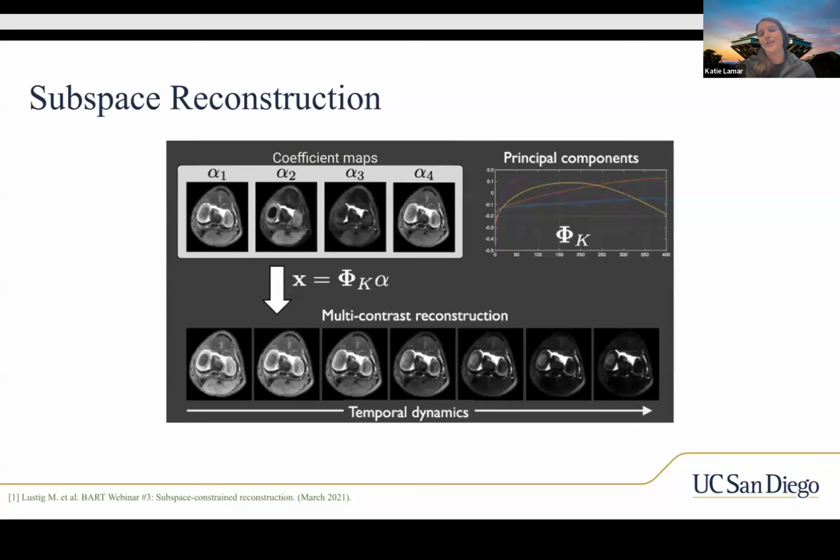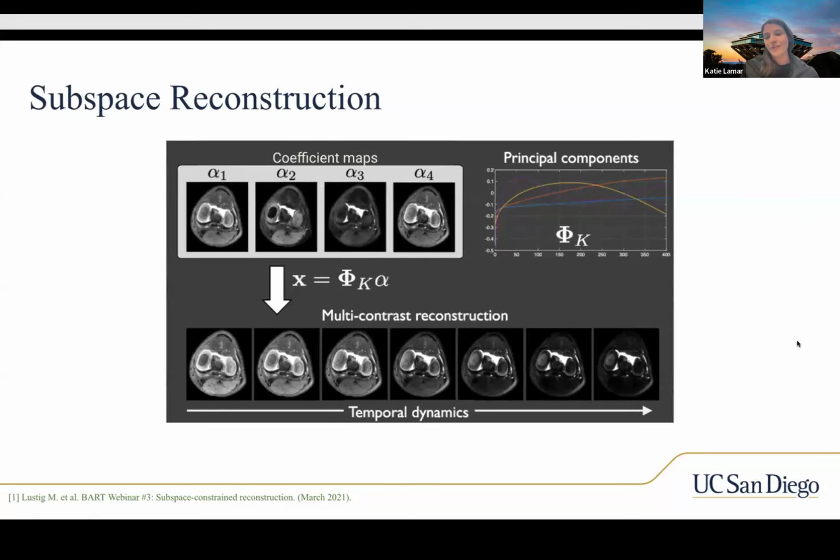So now what you can see here is we'll be able to take our data and represent it as a PCA, as a combination of the principal components here. So X is like my data. The phi here, that's the principal components, and the alpha are the coefficient maps. And from that, I can construct the temporal dynamics.